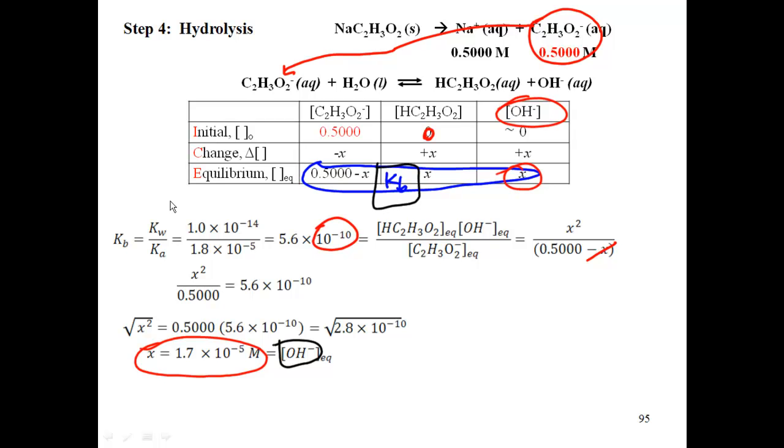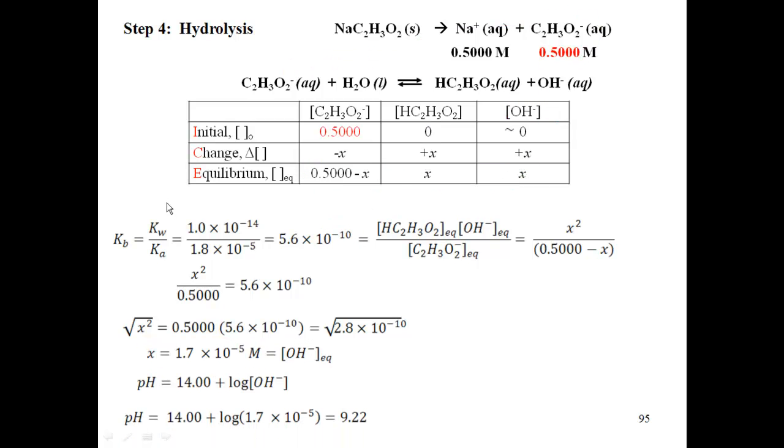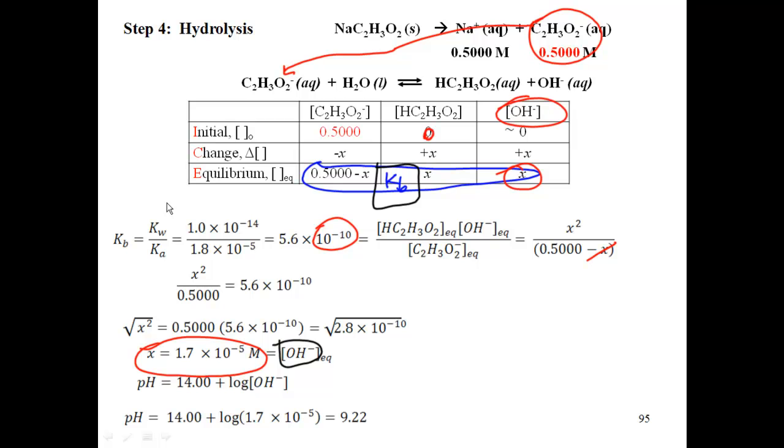So then I have my hydroxide concentration, which we say pH is equal to 14 plus the log of hydroxide, 14 plus the log of 1.7 times 10 to the negative 5th, which gets me a pH of 9.22. Remember, this is at the equivalence point. So at the equivalence point, 9.22.